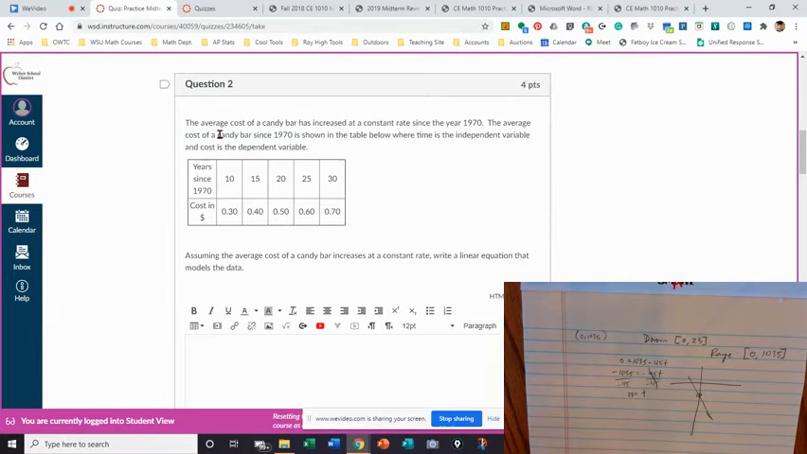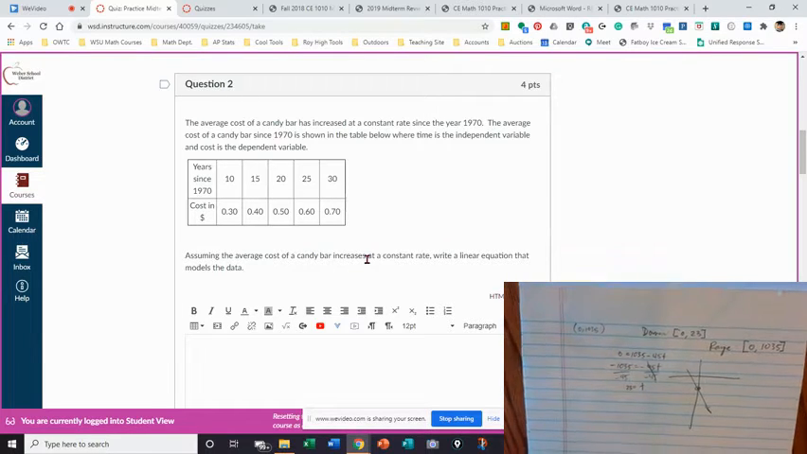The average cost of a candy bar has increased at a constant rate since the year 1970. The average cost of a candy bar since 1970 is shown in the table below, where time is the independent variable and cost is the dependent variable. So here's my input, there's my output. Assuming the average cost of a candy bar increases at a constant rate, write a linear equation that models the data.